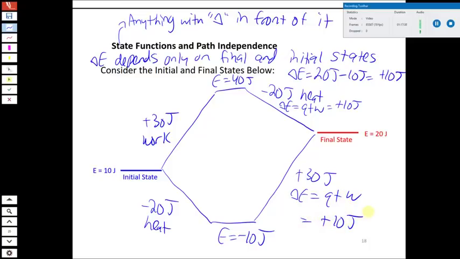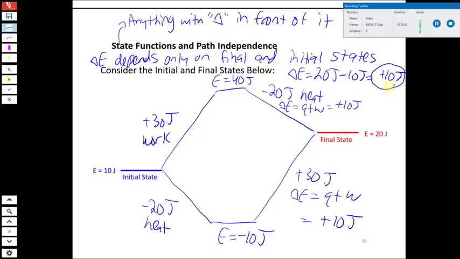So this little illustration here, which is just picking two random paths, tells us that delta E, which is a state function, is path independent. There are infinite numbers of ways to get between the initial and final state, different combinations of Q and W, or just Q by itself, or W by itself, infinite combinations of Q and W that will result in a delta E of plus 10 joules. All that really matters is what the initial and final states are. That's all that we need to determine delta E.